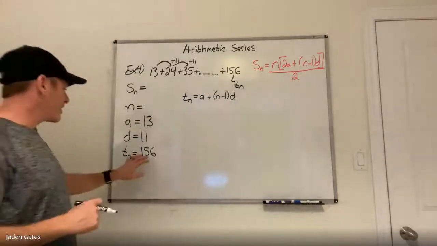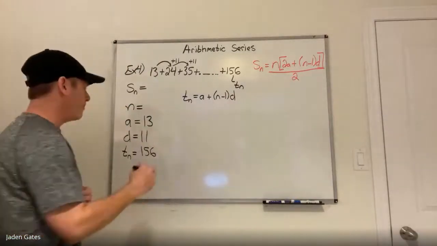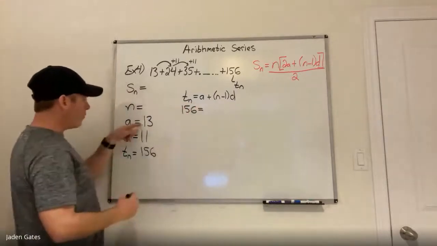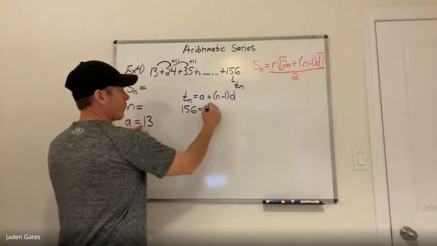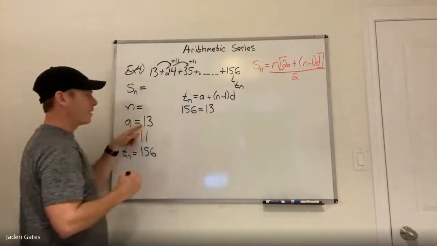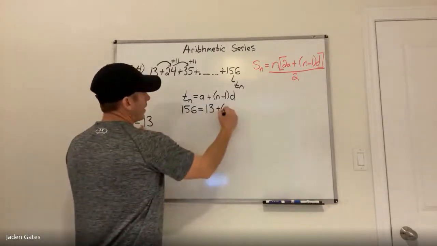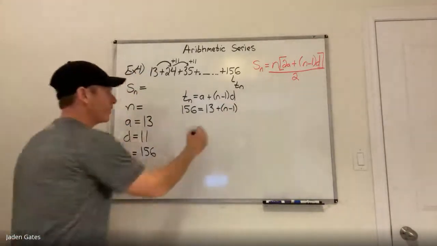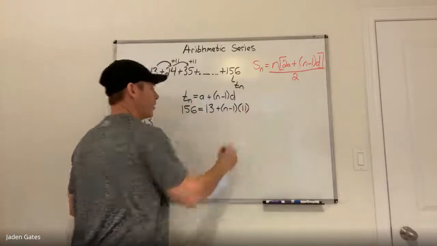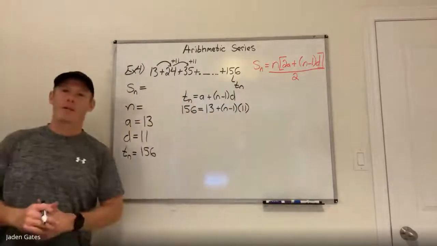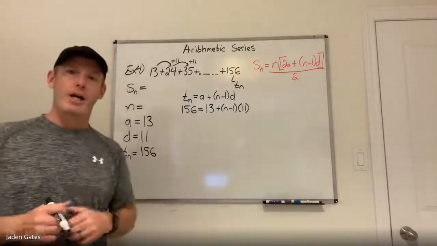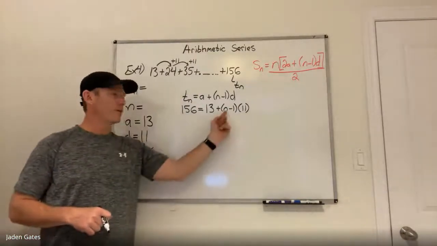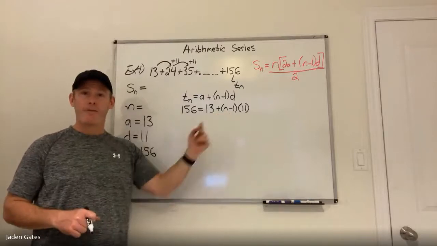Now, I know this last term, or the nth term, is 156. I know that the first value, or first term, is 13. I don't know n. I don't know which term that is. So I'm going to put the n minus 1 here. Now, I do know my d is 11. By using my Tn formula, and this is something we did earlier today, at the 9 o'clock lesson, I have one equation, and I can find that n value.